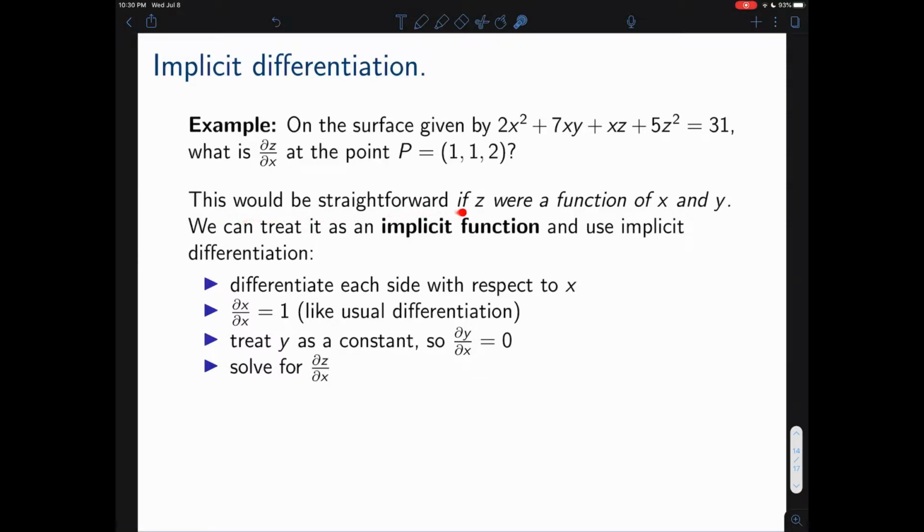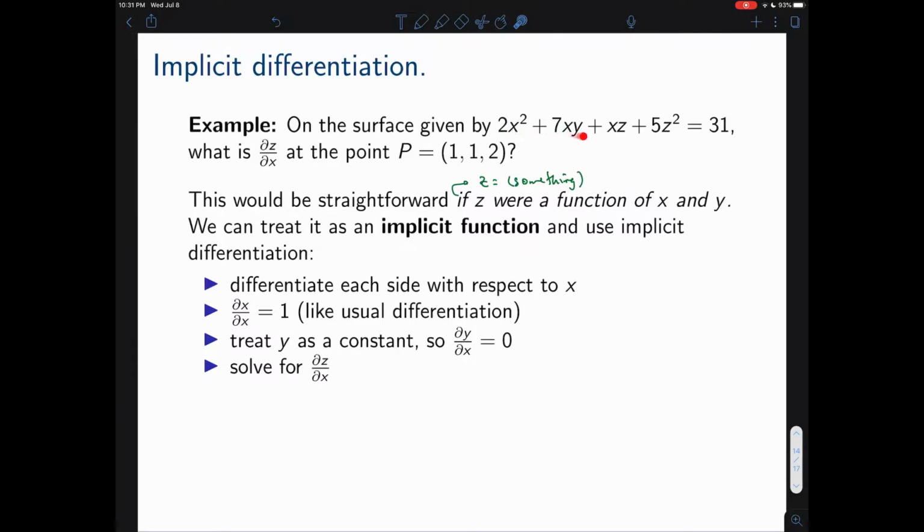It would be easy if z was a function of x and y, like z equals something. Then we could just do a regular partial derivative like we've been talking about. But we don't have this written as z equals a function of x and y, so it's not explicitly written as a function. Well, if it's not explicitly a function, we can still treat it as an implicit function and use implicit differentiation.